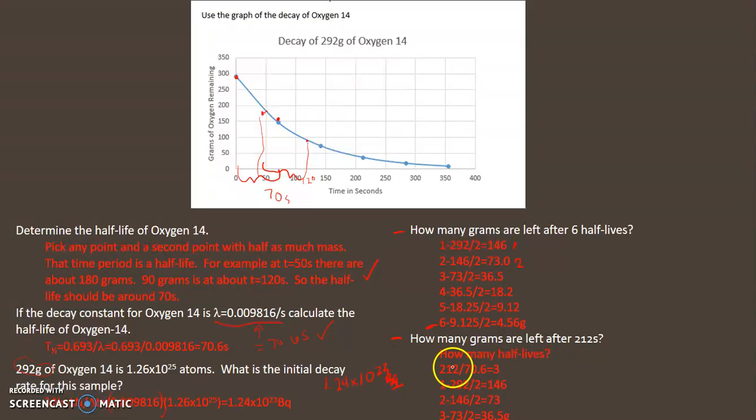The last part of the problem says, how many grams are left after 212 seconds? So you have to think about how many half-lives there are. We have 212 divided by 70.6, which we know is the time it takes, so we get 3. So what we're going to do is go down for 3 half-lives. So 292 divided by 2 equals 146. 146 divided by 2 is 73. 73 divided by 2, and we should get 36.5 grams.